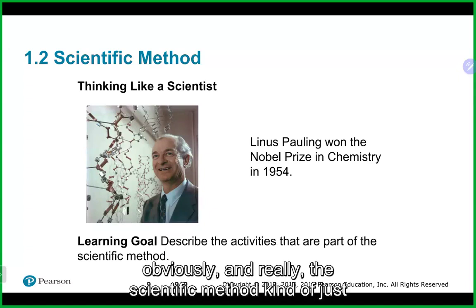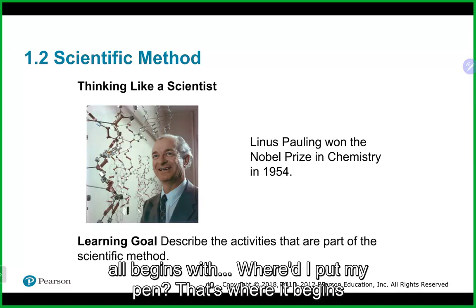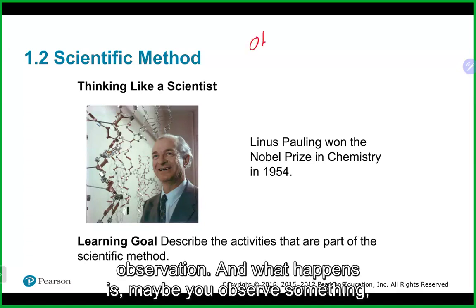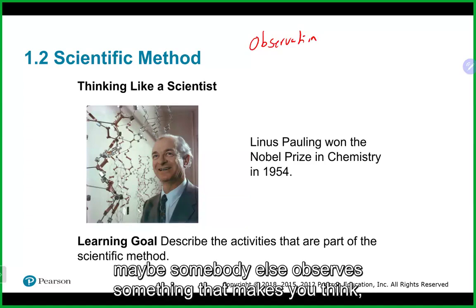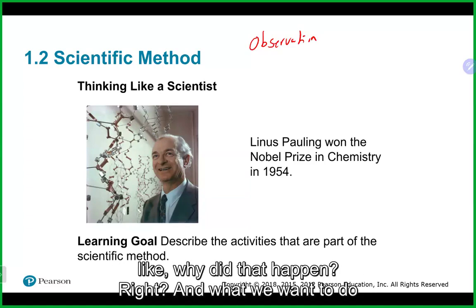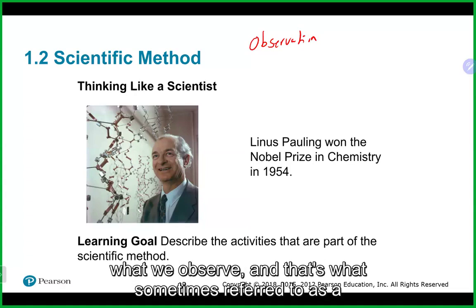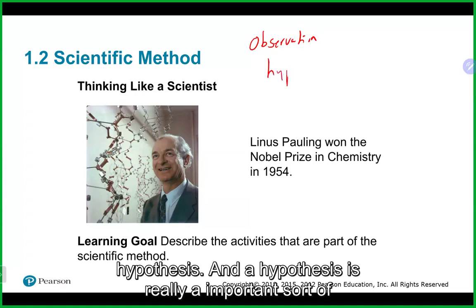And really, the scientific method all begins with, where I put my pen. That's where it begins. There it is. So it all begins usually with an observation. Maybe you observe something, maybe somebody else observes something that makes you think, why did that happen? And what we want to do next is come up with an idea to try to explain what we observed. That's sometimes referred to as a hypothesis.